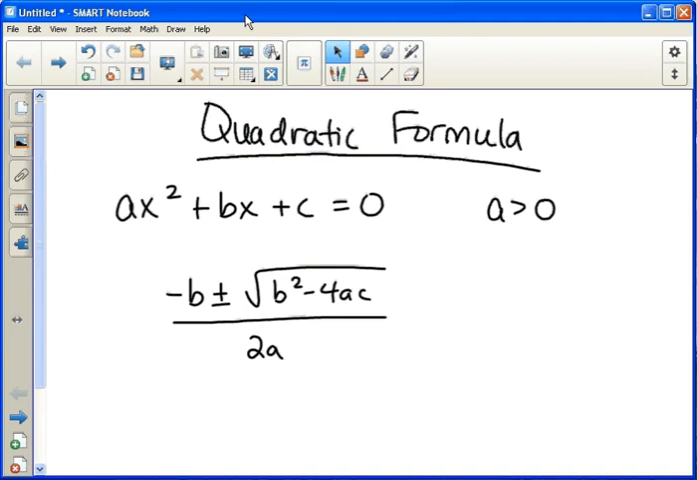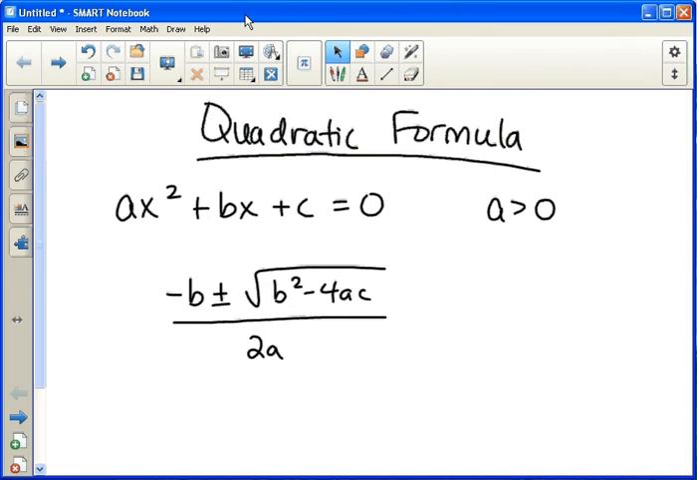So if you wanted to use this every time, you could. It's probably a little more complicated, a little tougher, and a little longer than the other methods, so that's the downside of it. But up to you. Sometimes you will have to use the quadratic formula. If factoring won't work and it's not a square root method type problem, you'll need to use the quadratic formula.